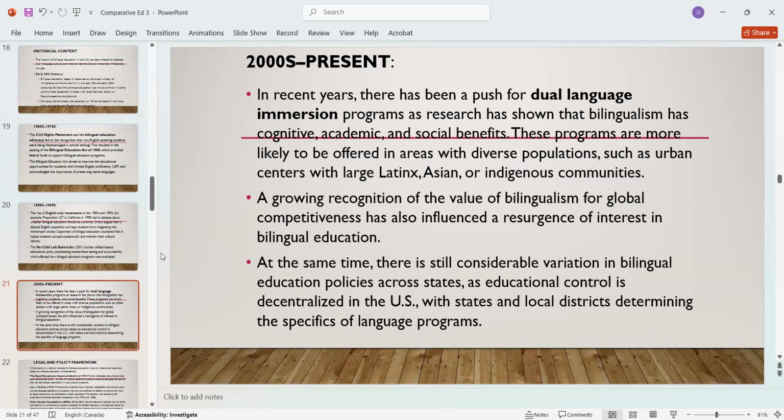In Sri Lanka also, the immersion program or bilingual education is mostly needed for rural area students. A growing recognition of the value of bilingualism for global competitiveness has also influenced a resurgence of interest in bilingual education. And we can see, right, we have these loan scheme students, right?